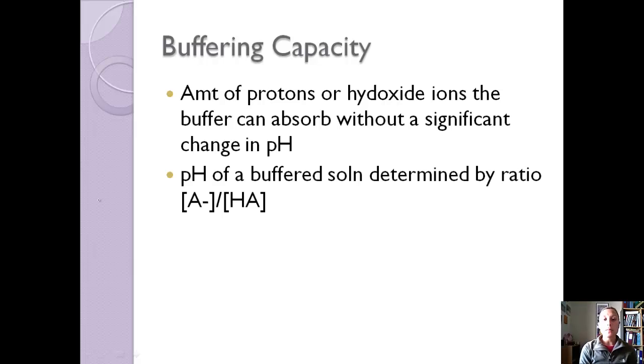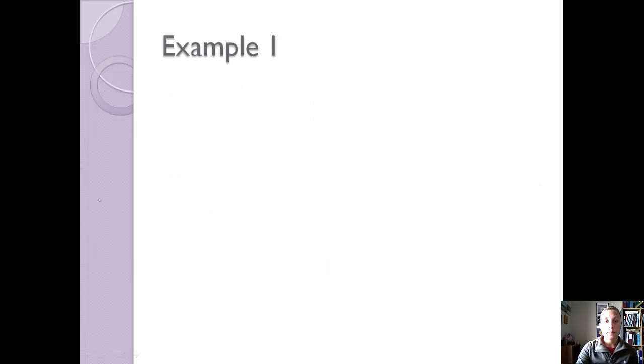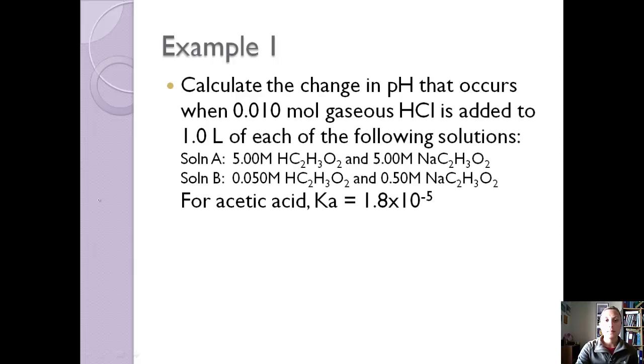So the pH of a buffered solution is determined by the ratio of the conjugate base divided by the concentration of the weak acid. And so we can determine the capacity of a buffered solution by looking at the magnitudes, or the amounts, of the concentrations of the weak acid and the conjugate base. So let's look at an example.